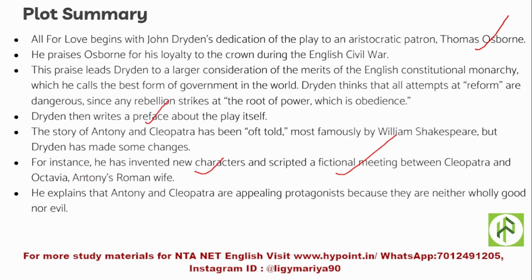So Mark Antony is already married to Octavia. Octavia is Octavius Caesar's sister. So a contradiction arises, and his infidelity, his relation with Cleopatra, made Mark Antony and Octavius Caesar rivals, wars happen, and Antony finally loses.